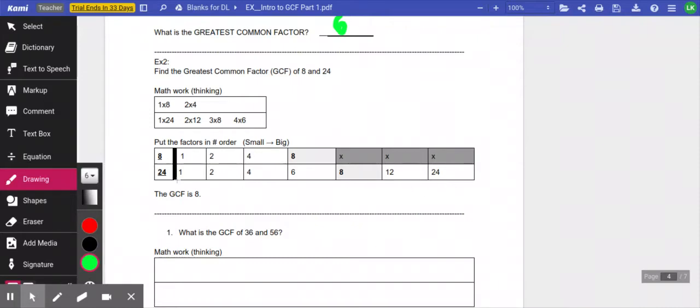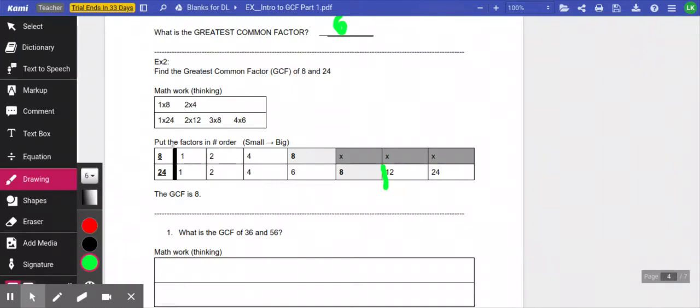Here is something I want to point out. The greatest common factor can't be bigger than either of the numbers, which means here I could have stopped, because after that, the 12 and the 24 can't possibly be factors of 8 since they're bigger than the number 8, right? I can't divide 8 by 12 and get a whole number. I can't divide it by 24 and get a whole number either, because those numbers are bigger than 8.